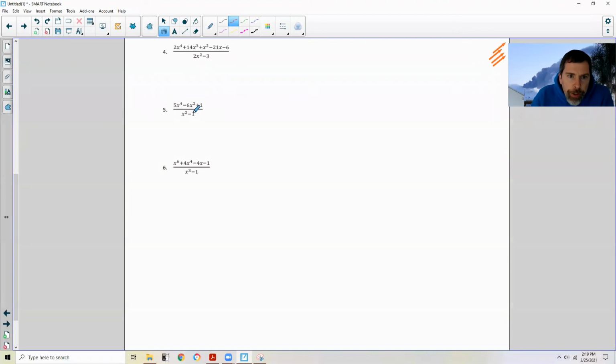Right, here we go with number 4. The denominator is 2x squared minus 3. Okay, so 2x squared minus 3, into 2x to the 4th plus 14x cubed plus x squared minus 21x minus 6. All righty.